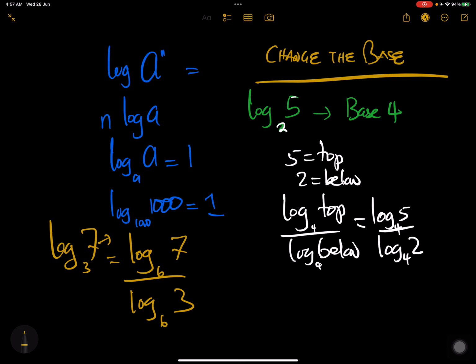Now let's look at a problem, a logarithm problem, and see whether it can do us some good. Let's say we have a question that says x is equal to 2 to the power of p, and we also have y is equal to 4 to the power of q.